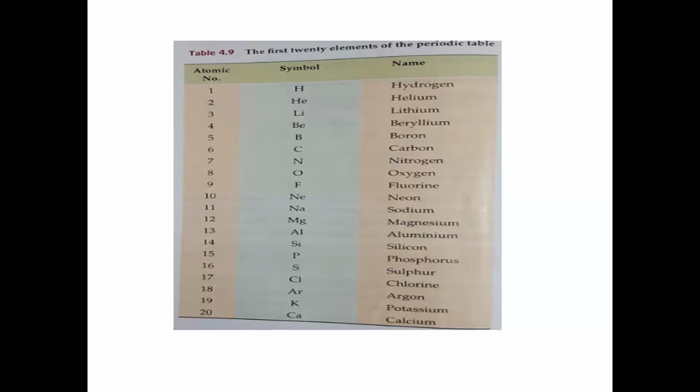Atomic number 18, the symbol is Ar, and the name is argon. Atomic number 19, the symbol is K, and the name is potassium. Atomic number 20, the symbol is Ca, and the name is calcium.